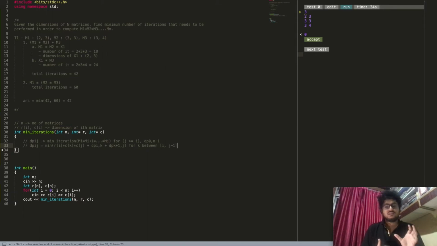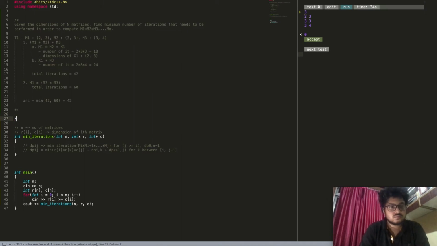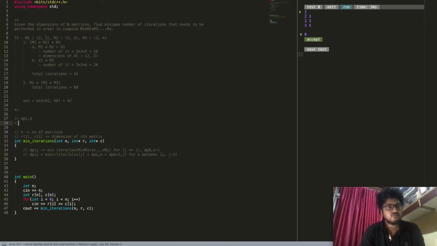And so these two are the solutions to the first two subproblems of a memoization problem. So let's try to understand this recurrence relation over here briefly. In order to do that, have a look at an example of dp of 1 comma 4. dp of 1 comma 4 means nothing but the minimum number of iterations to multiply m1 star m2 star m3 star m4.